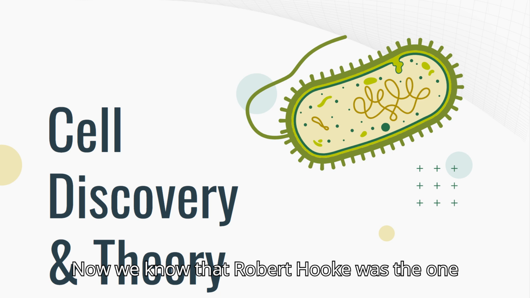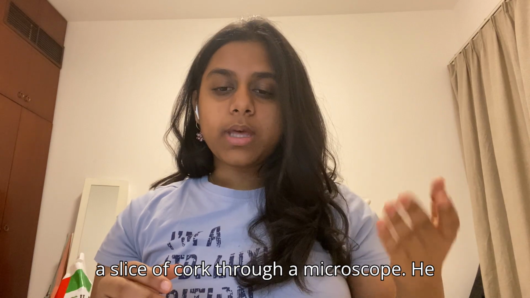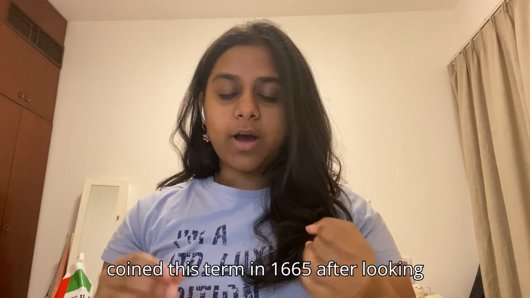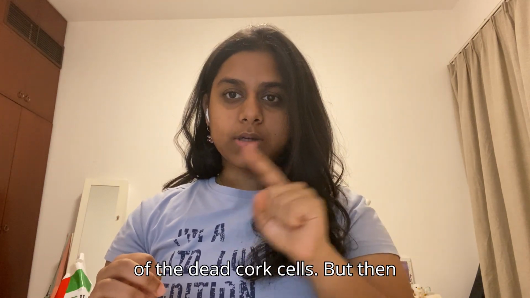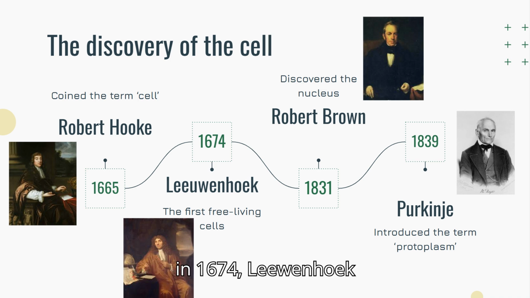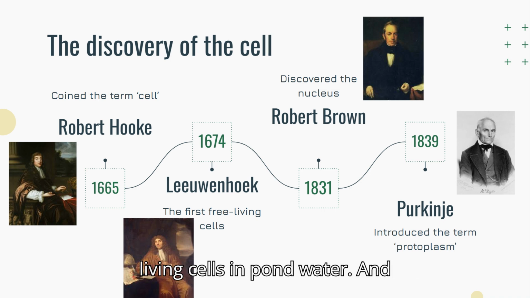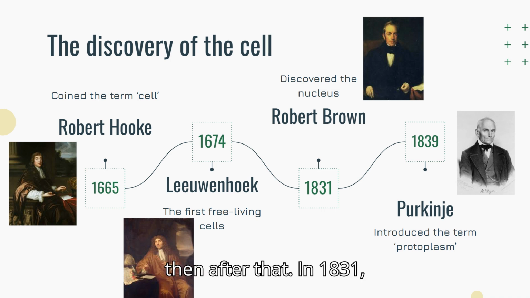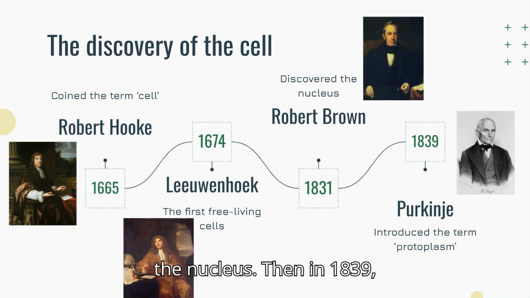Now we know that Robert Hooke was the one who coined the term cell after looking at a slice of cork through a microscope. He coined this term in 1665 after looking at the little compartments of the dead cork cells. But then what happened after that? So after that, in 1674, Leeuwenhoek was the one who found the first free living cells in pond water. And then in 1831, Robert Brown discovered the nucleus. Then in 1839, Purkinje coined the term protoplasm.